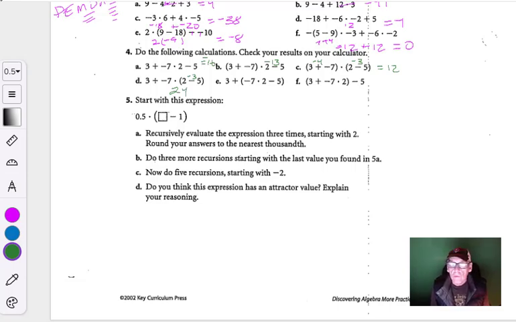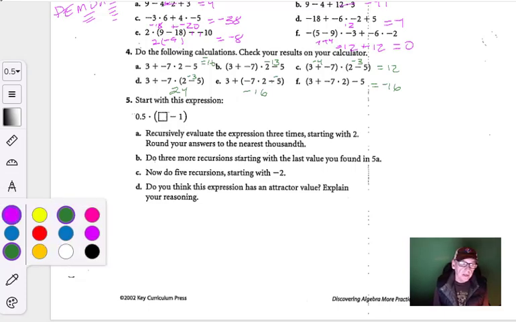Looking at E, let's see. Inside the parentheses, we do multiplies and divides first. So negative 7 times 2 is going to be a negative 14. A negative 14 plus a negative 5 is a negative 19. So we have 3 plus a negative 19, which gives us negative 16. Looking at F, a negative 7 times 2 is a negative 14. 3 plus a negative 14 is a negative 11. A negative 11 take away 5 is a negative 16.